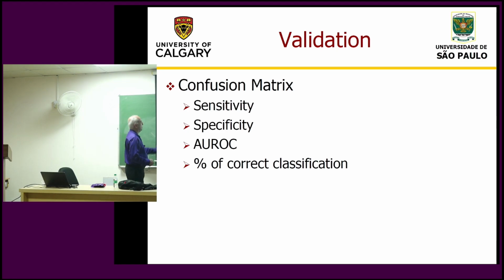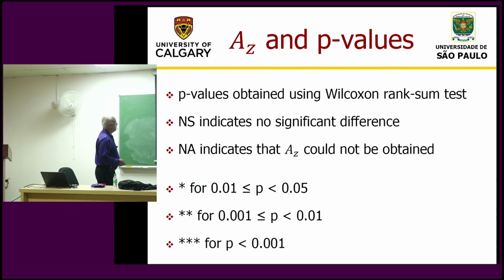So Lucas prepared all of these: confusion matrix, sensitivity, specificity, area under the ROC curve, percentage of correct classification. The p-values were obtained with the Wilcoxon rank-sum test.